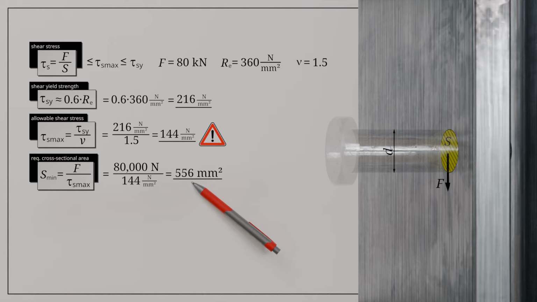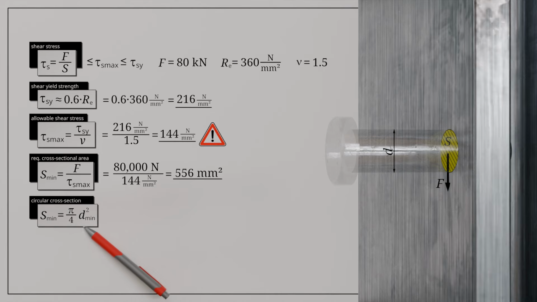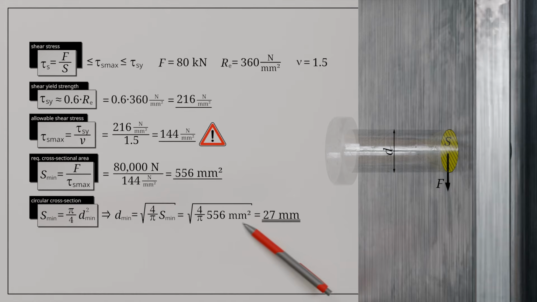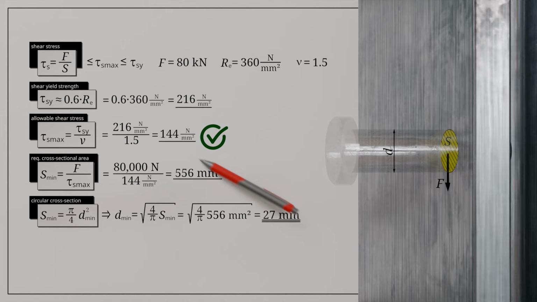The area of the circular cross-section is calculated using the given formula. Rearranging the equation and substituting the values results in a minimum required bolt diameter of 27 millimeters when rounded up. With this diameter, it is ensured that the maximum allowable shear stress of 144 newtons per square millimeter is not exceeded. Let us now consider a further example.